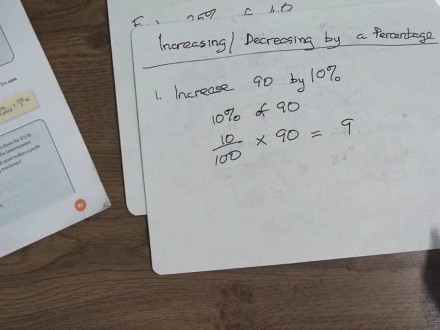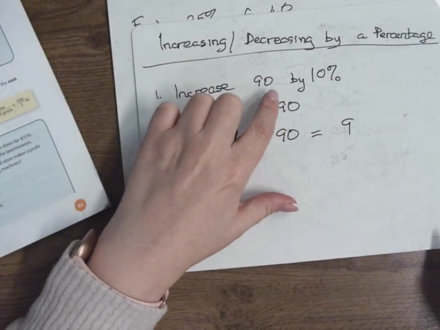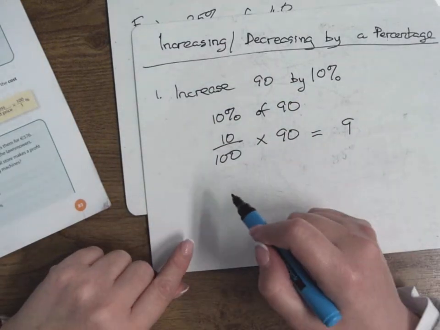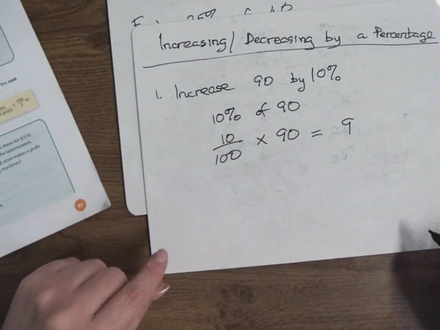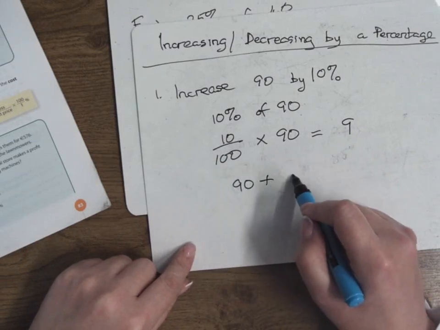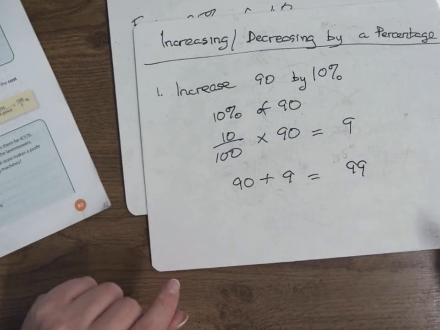Okay, now I'm not finished, so there's an extra bit in this question because I have to increase 90 by 10%. So I just figured out 10% is 9. So what have I to do with that 9? Add it on. So you get 90 plus 9 equals 99. That's your answer. Is that okay?